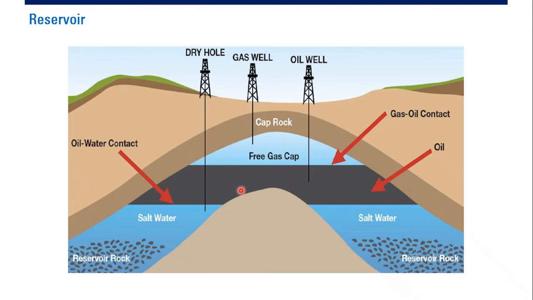And then they are trapped, they accumulate there because we have cap rock or seal rock. Seal rock has very low permeability, so it can trap the oil and gas and water so that oil and gas and water cannot flow upwards, except there is a well. And through the well, the oil can flow.